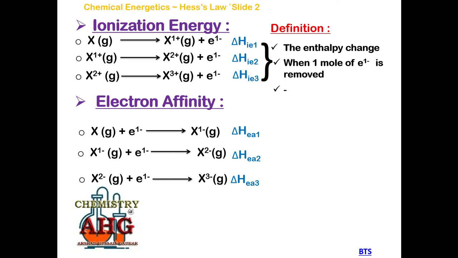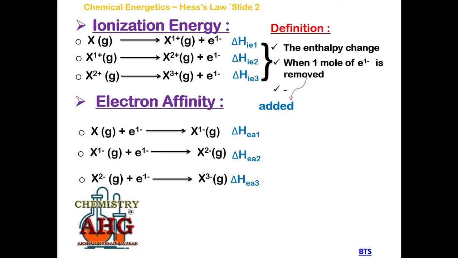Now for the definition, even that is quite obvious. There are three steps for writing the definition for the first, second and third electron affinity. What is the only change? You will start your definition for each one of these three electron affinities with the enthalpy change when one mole of electron is added. Now instead of removed, you will use the word added. That's it. And you can complete the definition like this.